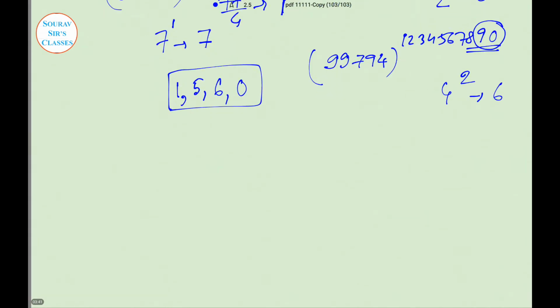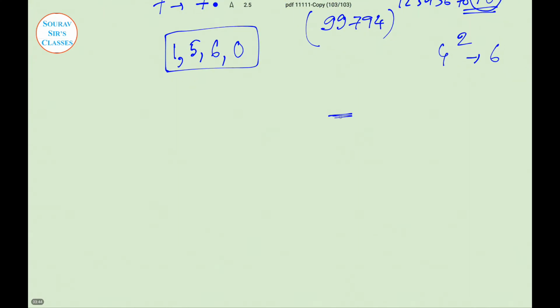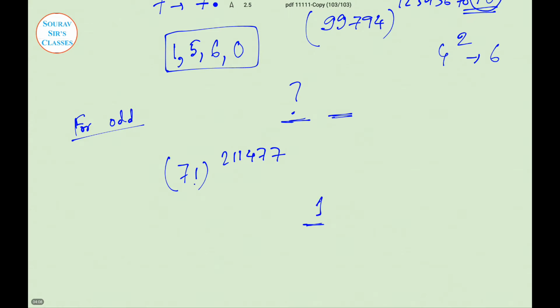Now the tricky thing coming is the second last digit. What is this? For that we have two separate formulas. One is simply for even and one for odd. For odd, for example, we have a number here, 71 whole to the power 211477. So what are we going to do? As it is 1, the last digit is obviously 1, and what is happening with the second last digit? It is simply the product of this and this.